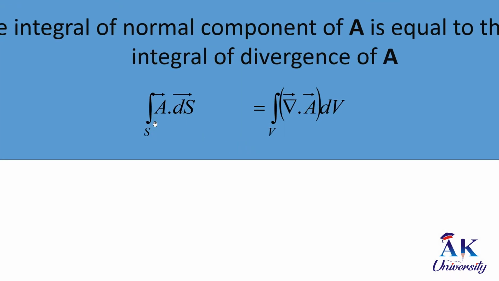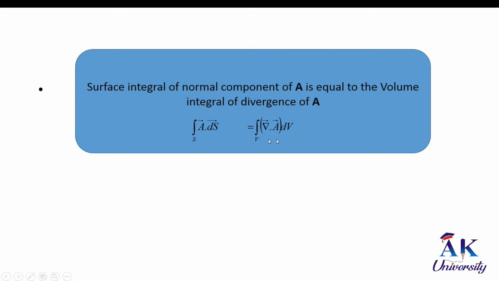the surface integral is this and this is the vector A. So this portion is called the surface integral of vector A, which is equal to the volume integral. This is the volume integral and this is del dot A. Del dot A means divergence of A. So this is the volume integral of the divergence of A. This is the mathematical form of this theorem. Now we have to prove this theorem.